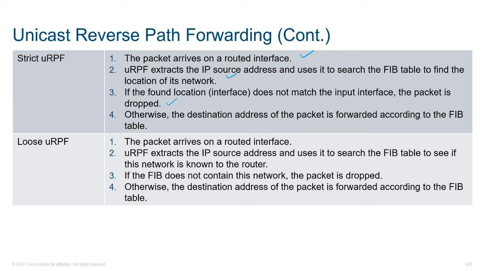Loose: if the packet arrives on a routed interface, we are extracting the IP source address. We're using it to search our FIB. And if the FIB doesn't have the network, then the traffic is dropped.